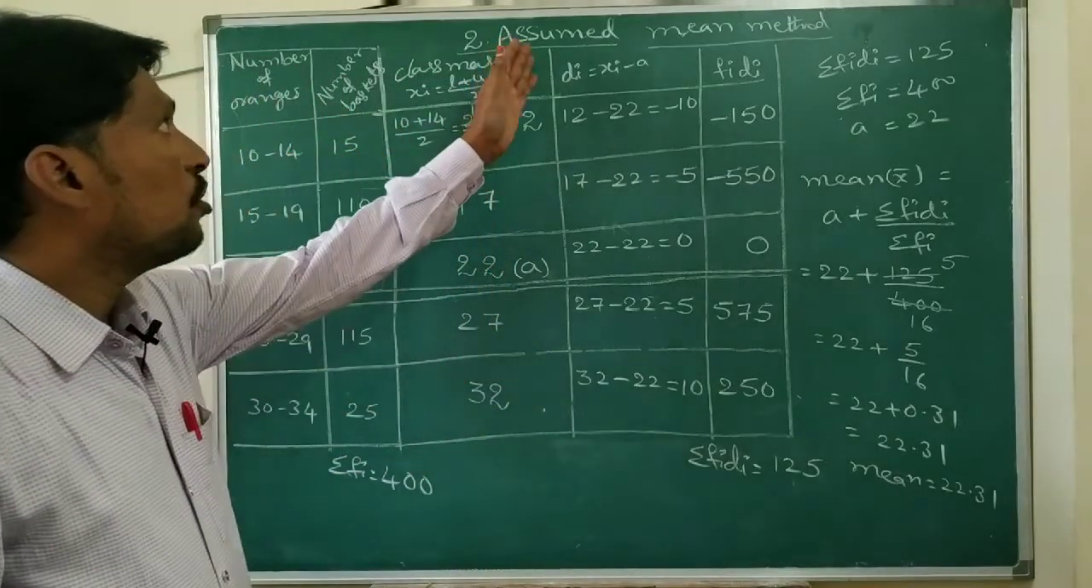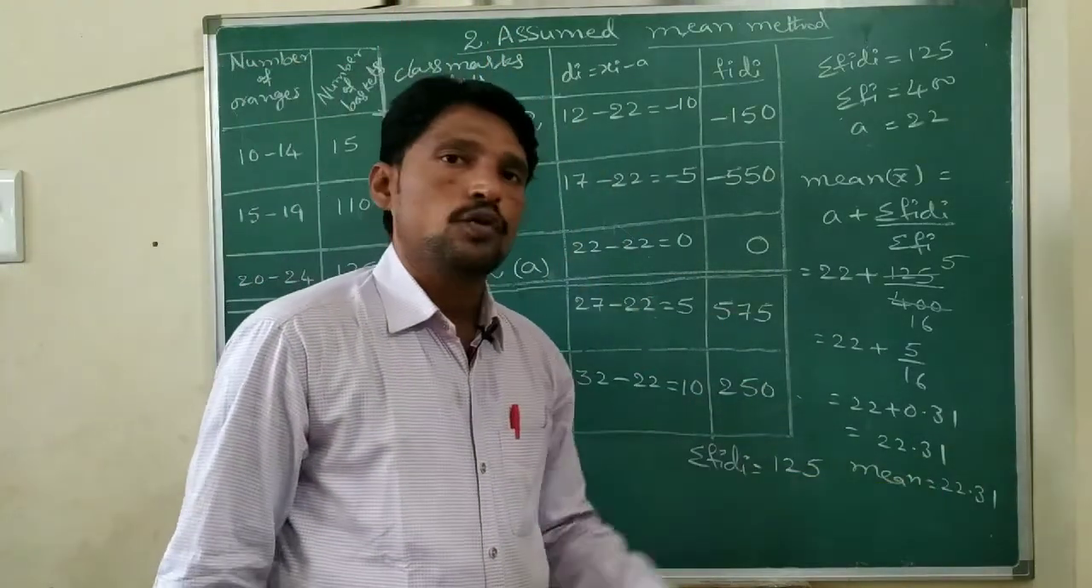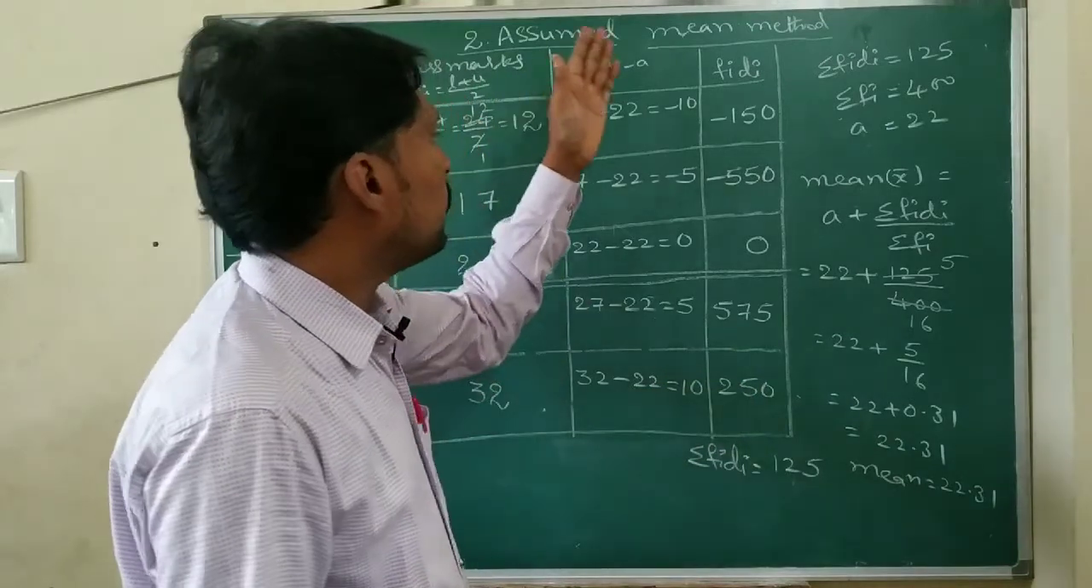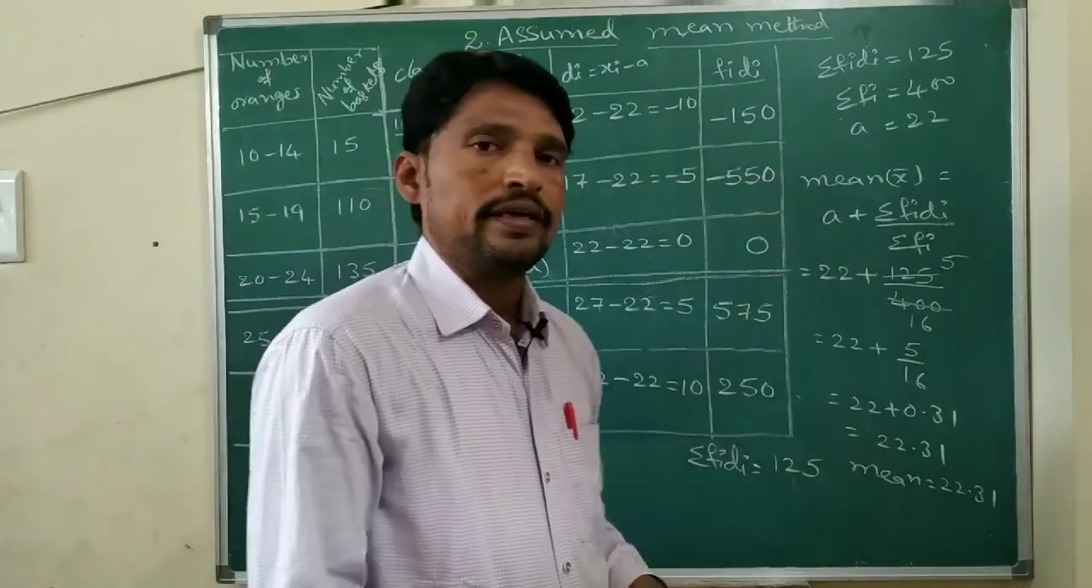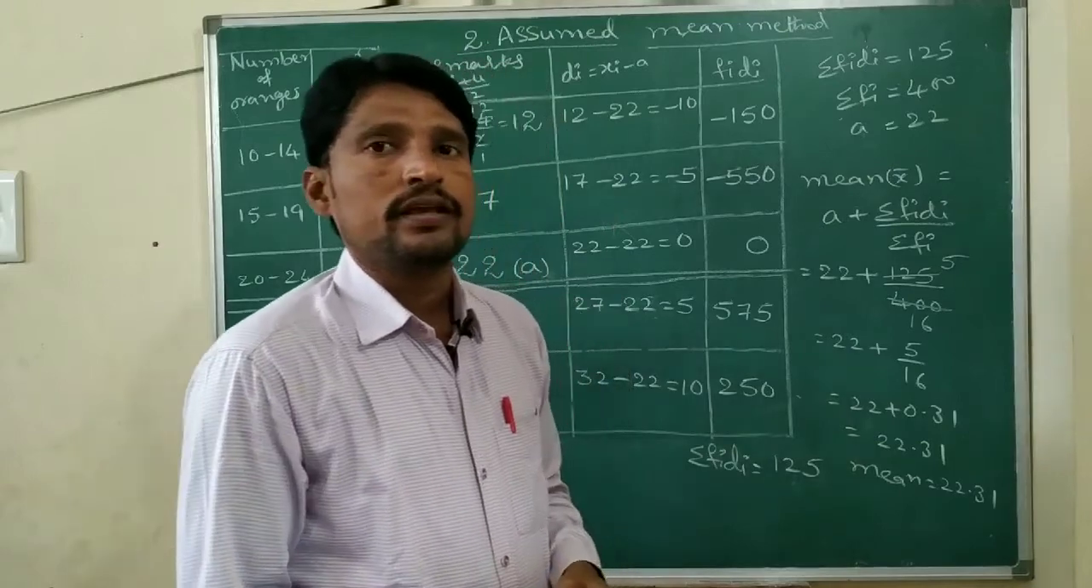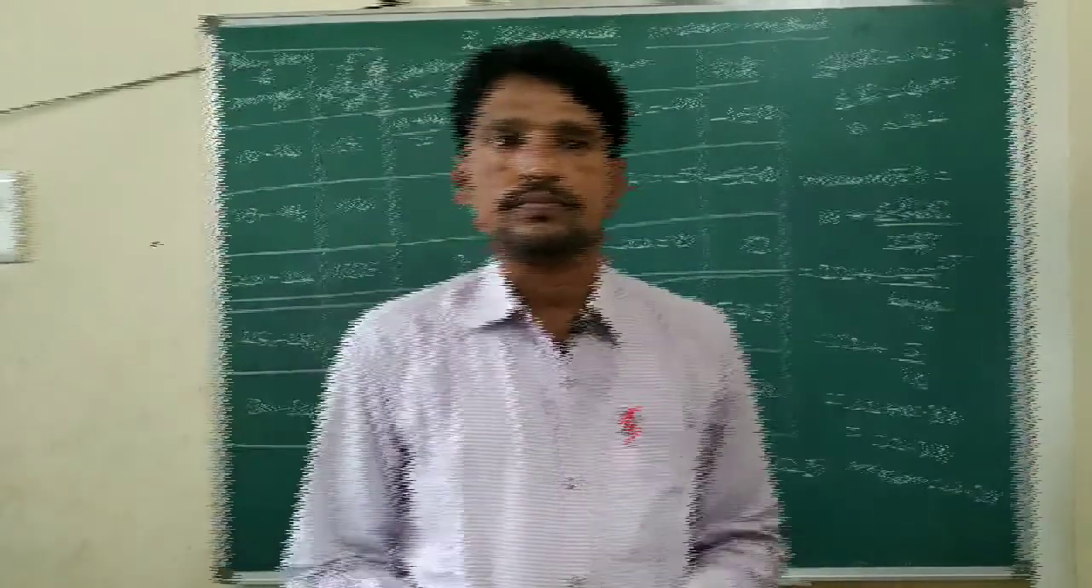So in the assumed mean method we got the answer 22.31. In the assumed mean method we used the formula a plus sigma fi di by sigma fi.